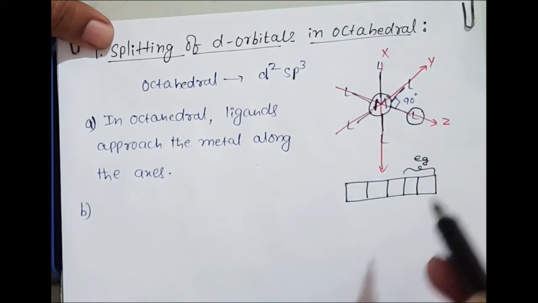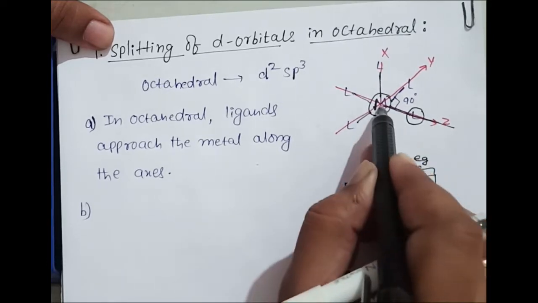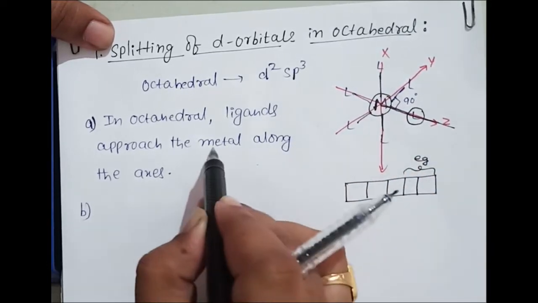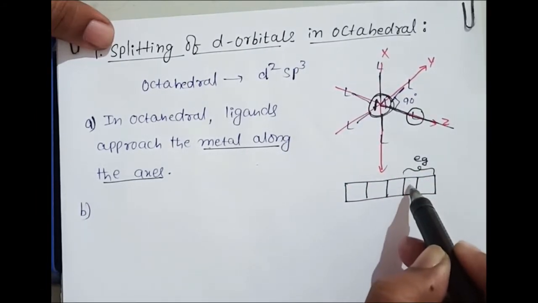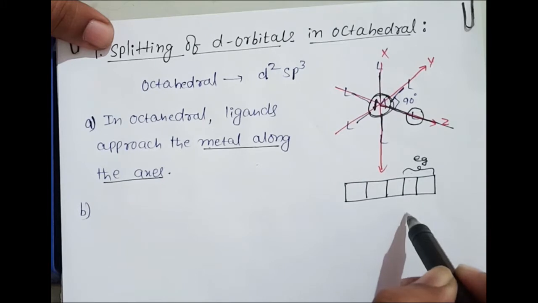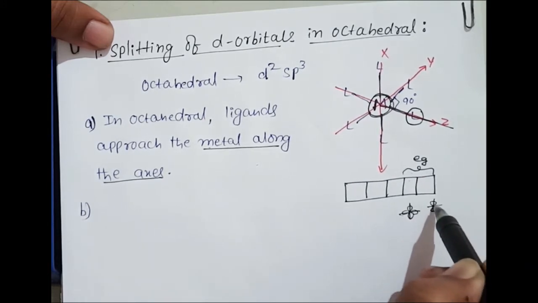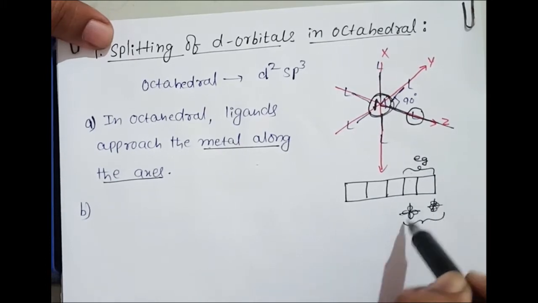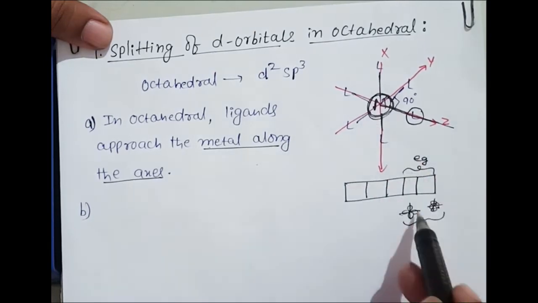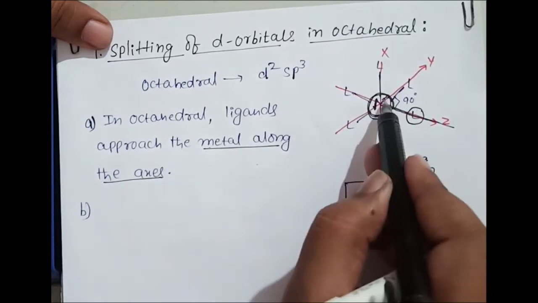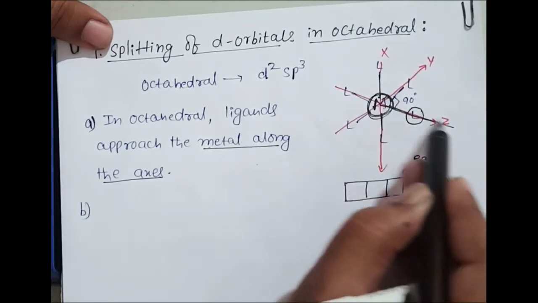Got my point? I repeat once again. Here the ligands are approaching in which manner? Along the axis. And in the metal, the dx square minus y square and dz square are what we have drawn in the figure on the axis. Here the ligand lobes are on the axis. That's why these orbitals of the metal experience more repulsions from the electrons of the ligand.